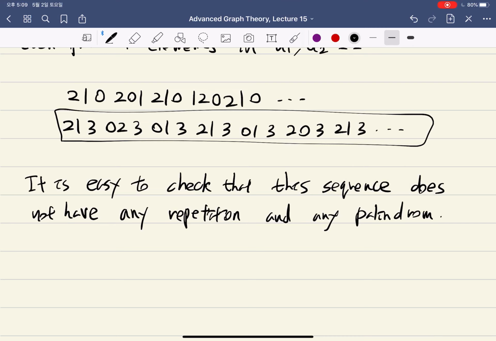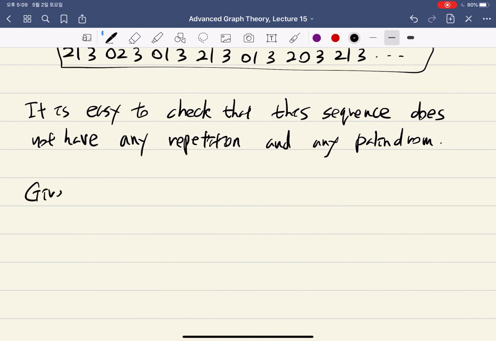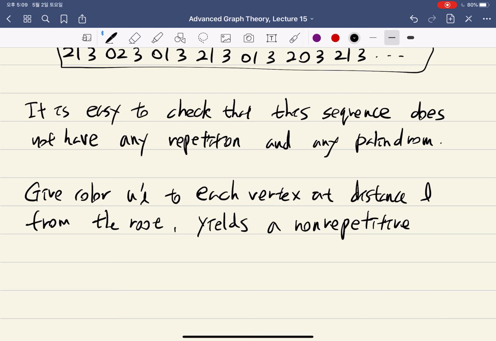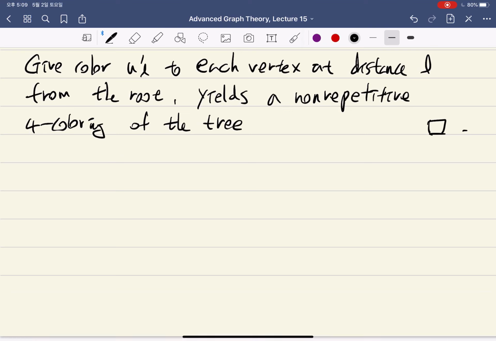So by giving color u prime L to each vertex at distance L from the root, this yields a non-repetitive 4 coloring of the tree. This proves the theorem.